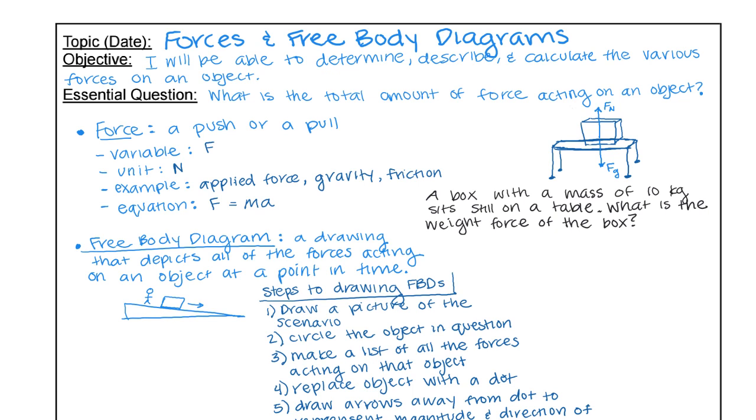All right, so let's first review our definition of what a force is. A force is a push or a pull. Again, as simple as that. The variable that we use to represent force is a capital letter F. Our unit of measurement is newtons, which we shorten to just an uppercase N, again after Sir Isaac Newton. Examples of forces, which we talked about last class, are applied force, gravity, friction, and air resistance. These are all different types of forces acting on an object at any given time.